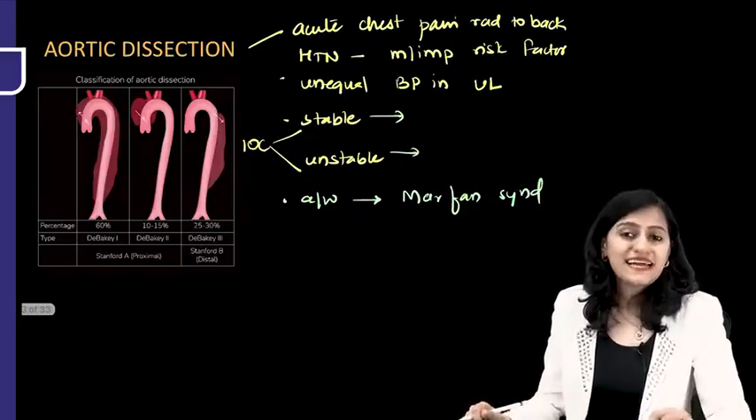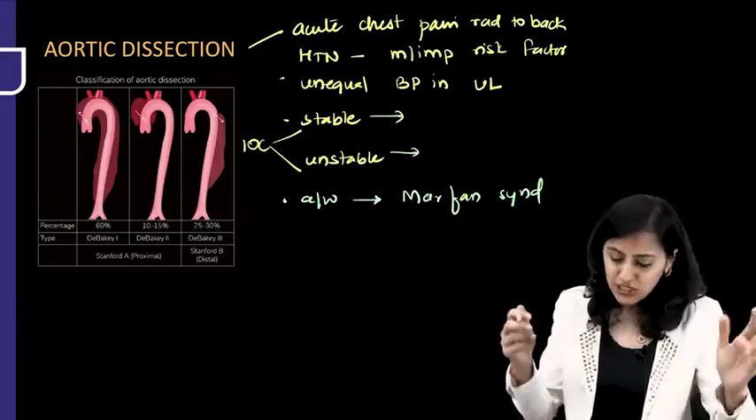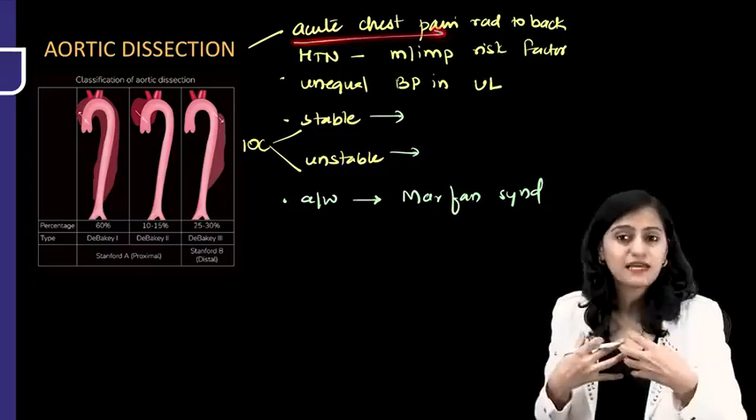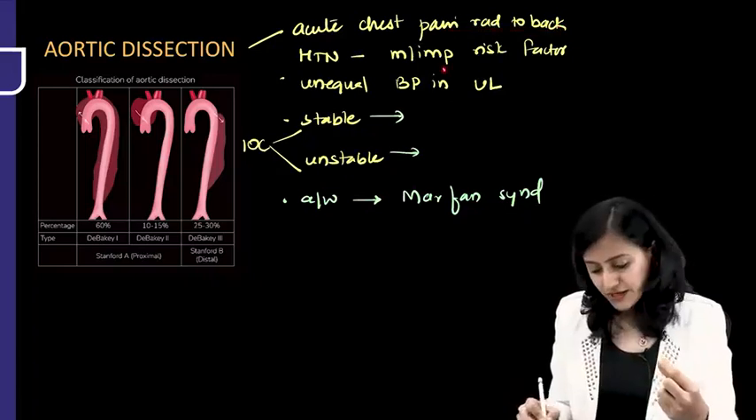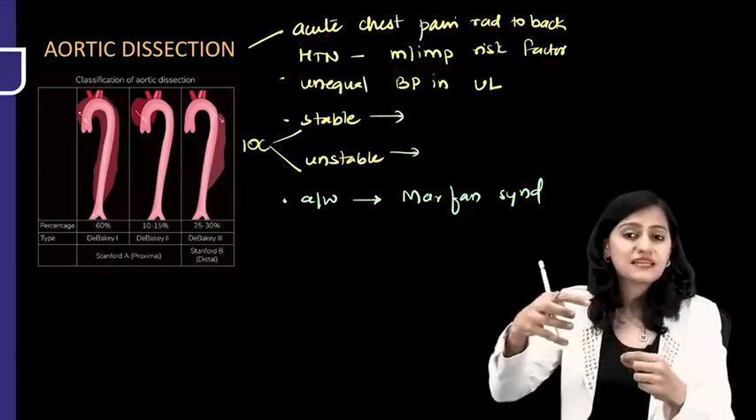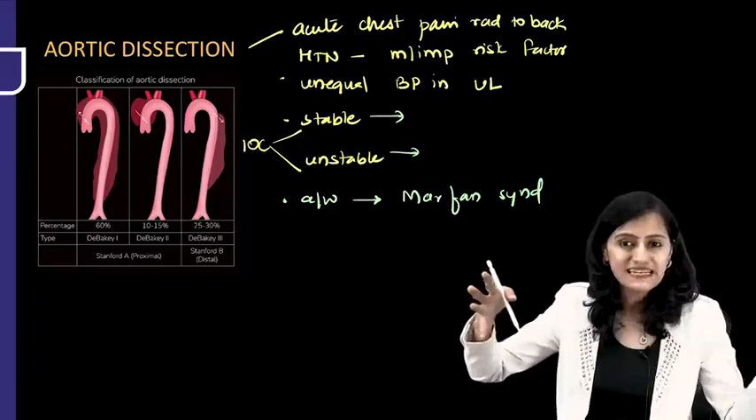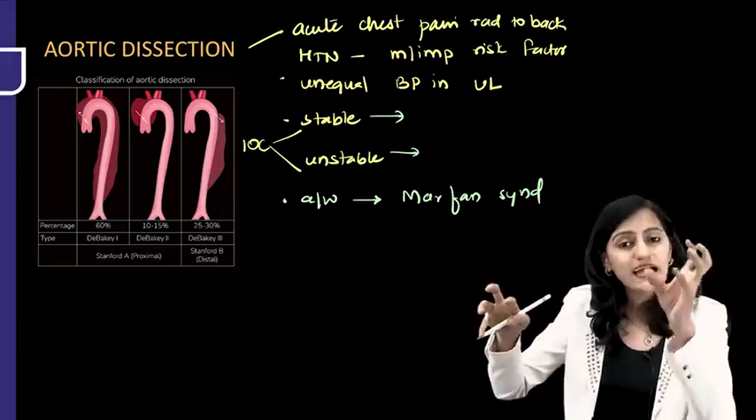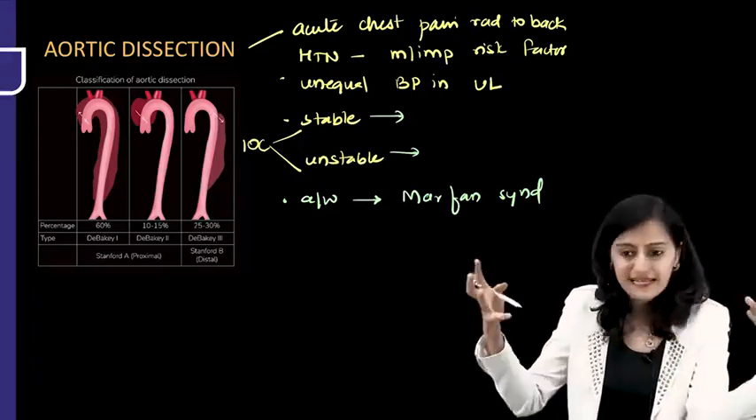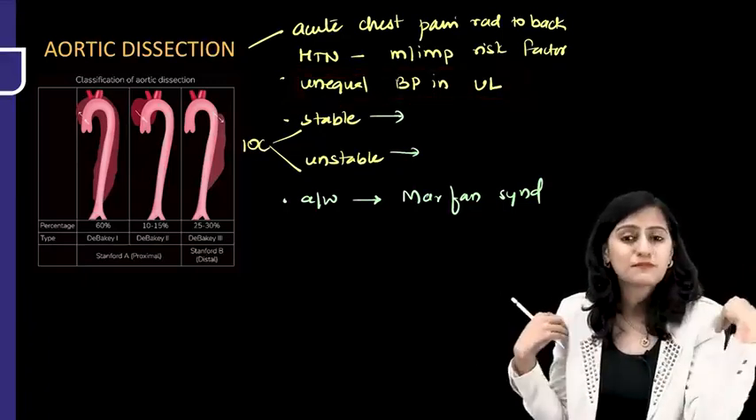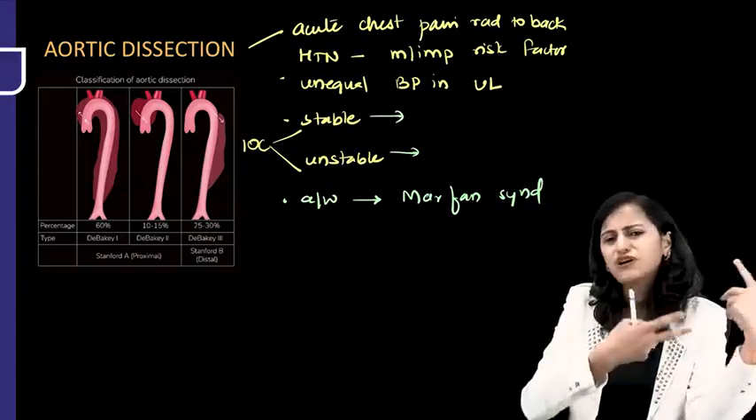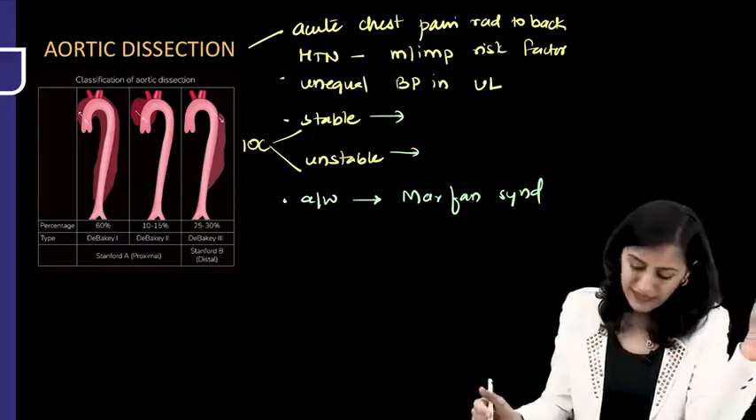Now coming to aortic dissection. Aortic dissection causes acute chest pain, tearing sort of chest pain going to the back. The most important risk factor is hypertension. The high blood pressure tears the intima, that creates a true lumen and a false lumen. Right? So that is dissection. The clinical history tells you the history of unequal blood pressure in the upper limb because one of the upper limb vessels can be involved by the dissection.